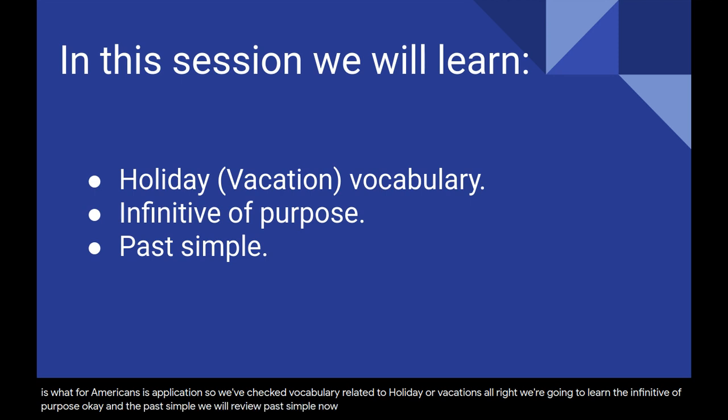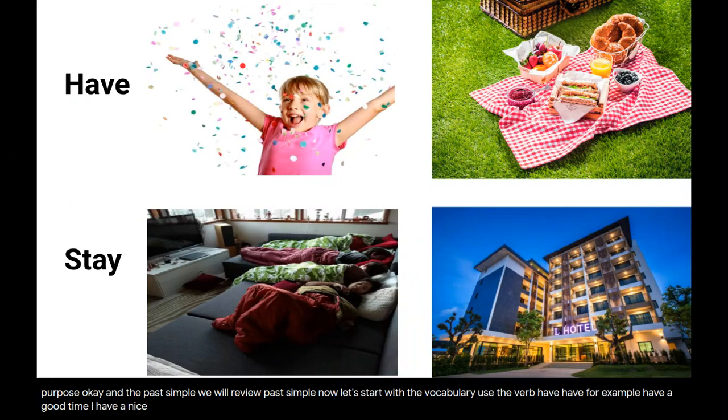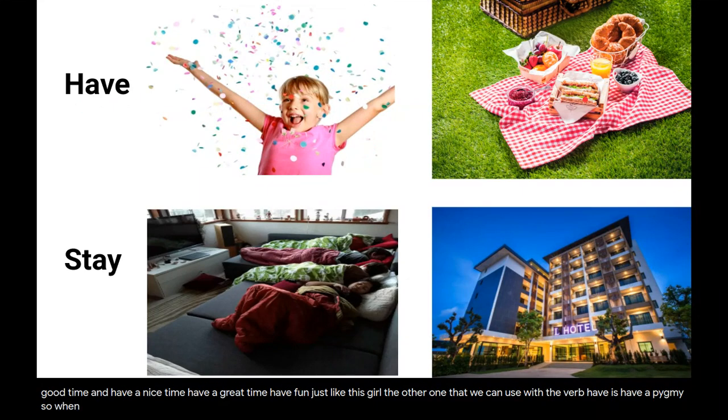Now, let's start with the vocabulary. Here, we use the verb have. Have, for example, have a good time, have a nice time, have a great time, have fun, just like this girl. The other one that we can use with the verb have is have a picnic. So when we go out for our vacation, we want to have fun, have a great time. And one of the activities that we can do is basically have a picnic.